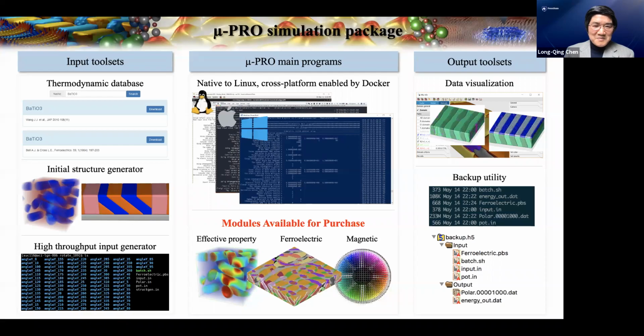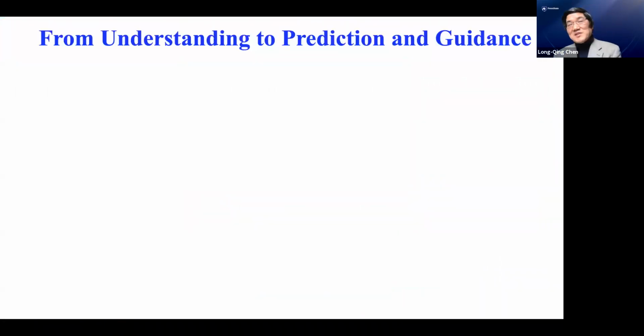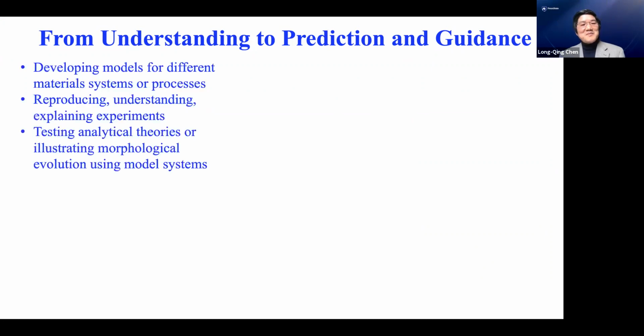But so far, most of the computations, and this is actually true for maybe the whole computational materials science and computational physics fields, most of us have been focused on understanding. This includes, of course, that most of the time we are still trying to develop models or ways to compute different material systems or processes, and try to reproduce experiments or understand what was observed experimentally.